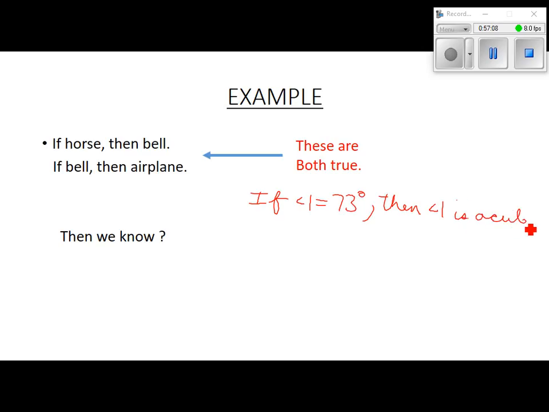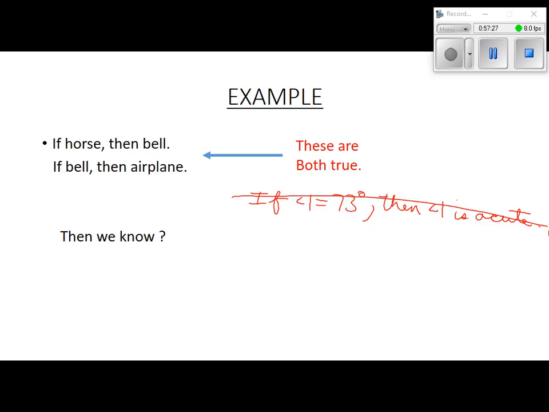This one's not a very good one. You guys just copied off of me. Let's find something different. If angle 1 is congruent to angle 2, then... What about this? If angle 1... Yeah, good start.